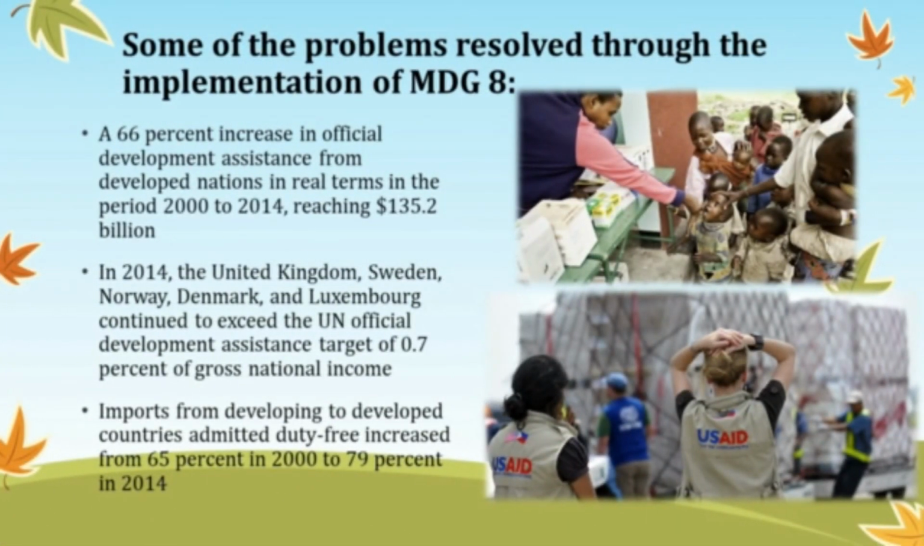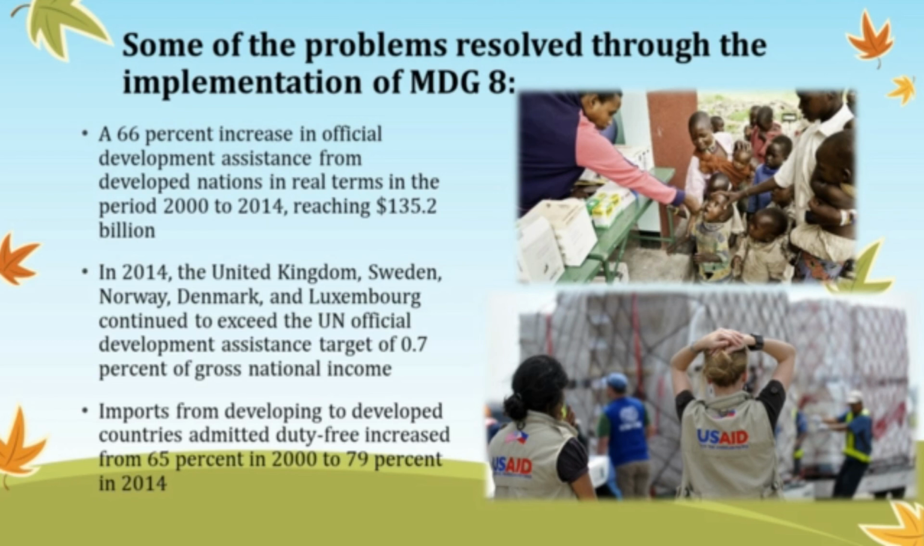Some of the problems resolved through the implementation of MDG8. First, a 66% increase in official development assistance from developed nations in real terms in the period of 2000 to 2014, reaching $135.2 billion. Second, in 2014, the United Kingdom, Sweden, Norway, Denmark, Luxembourg continued to exceed the UN official development assistance target of 0.7% of gross national income.